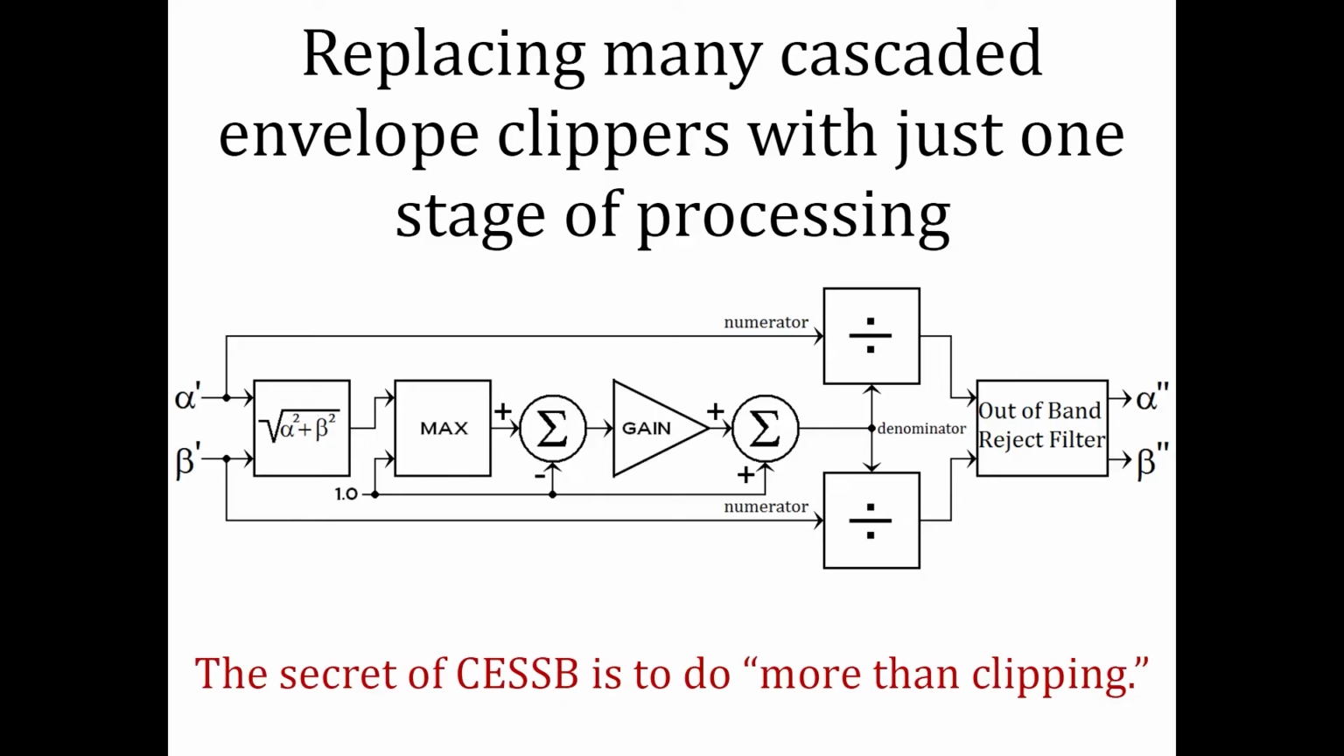The gain value in the block diagram is about 2. So if a clipper would divide by 1.2, for example, then this block diagram would divide the signal by 1.4, providing more gain reduction than a simple clipper. That is more than clipping, and this is the secret. If we do this, we can reduce the overshoot to a tiny amount with just one pass through this block, rather than having to go through 7 or more baseband envelope clippers to get the overshoot down.